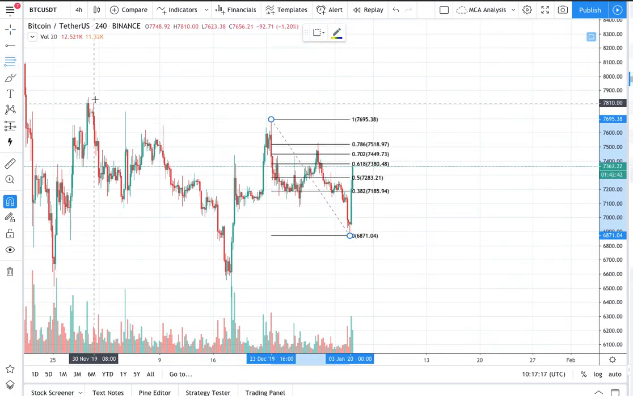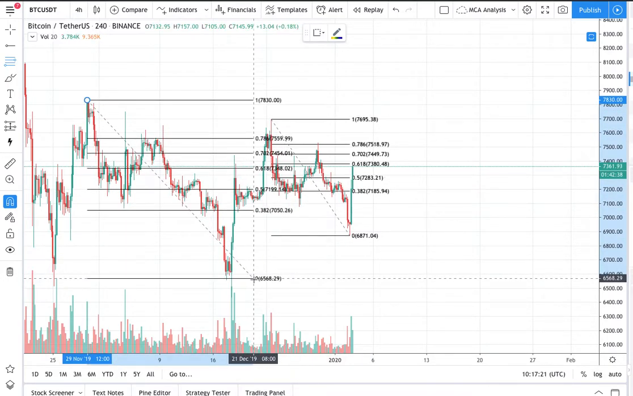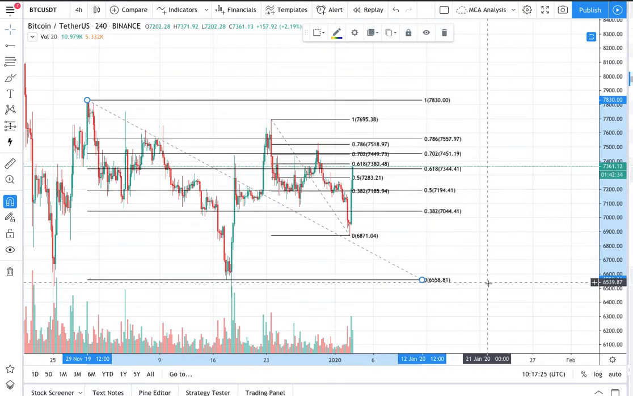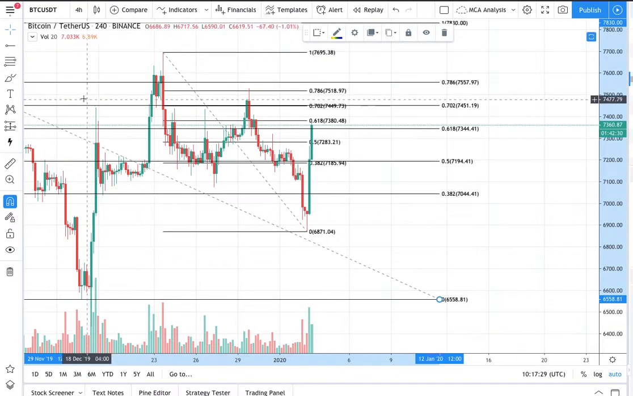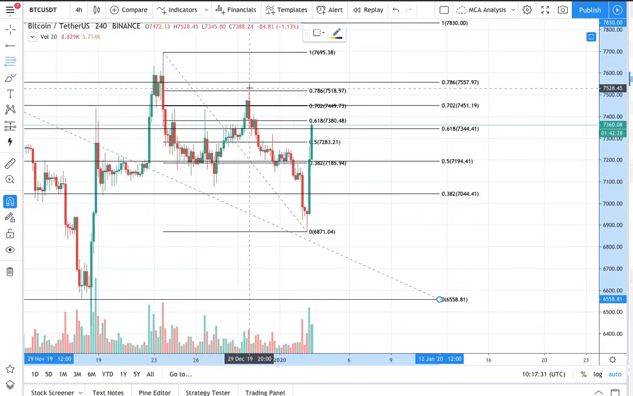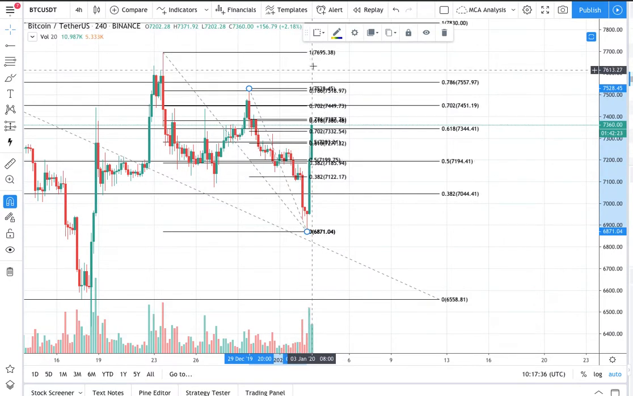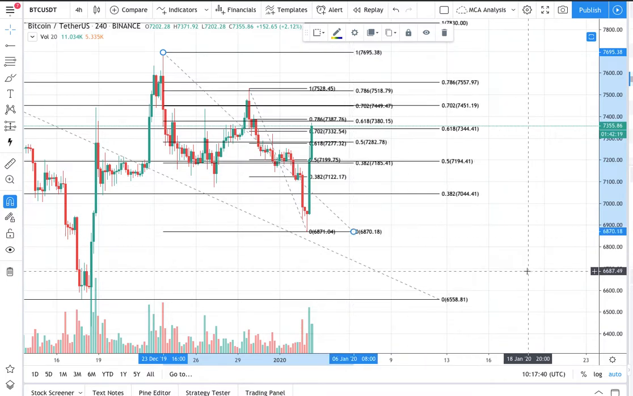I draw one from the top here to the bottom here, and I'm going to pull this one out a little bit so it can be seen. And then there's a smaller range right over here from this local top to this bottom. So I'm going to move this one out a little bit, and then I'm going to do something called reload zones within reload zones.